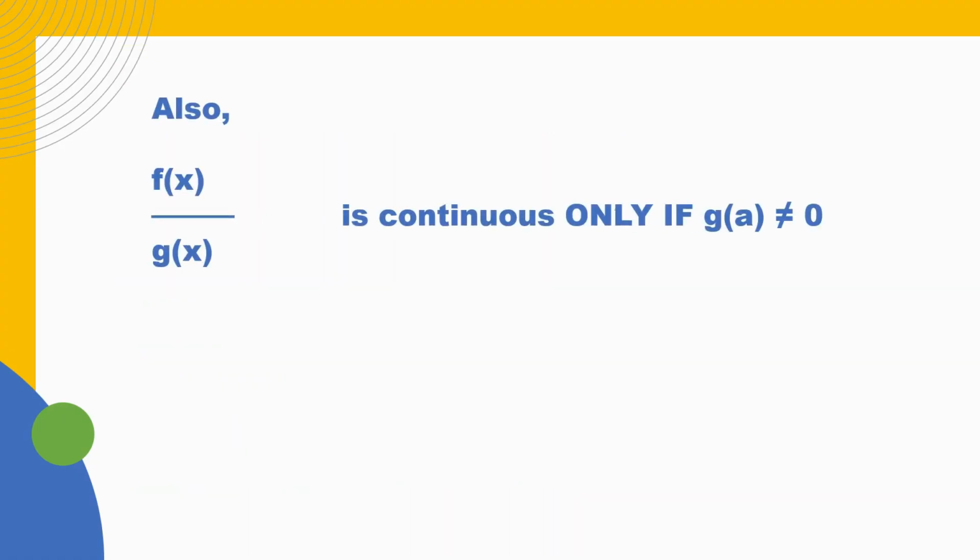Now, you might wonder, if addition, subtraction, and multiplication always work, why is division treated differently? Let's think about a simple example. 1 divided by x. What happens when x becomes 0? We cannot divide by 0 because the value becomes undefined. So even if the numerator is perfectly continuous, the denominator can create a problem. That's why this theorem has one important condition. The denominator must never become 0 at the point where you are checking the continuity.